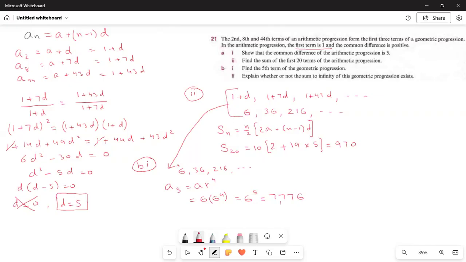Now the second part of part B, this is easy. Explain whether or not the sum to infinity of this geometric progression exists. You see, if you look at this geometric progression, it is increasing. So if I try to add infinitely, it will not be finite, right? It keeps increasing to infinity. And you can see that the common ratio needs to be less than 1 if you want to find the sum to infinity. But in this particular case, the common ratio is 6. It's more than 1. So that's why we cannot find the sum to infinity.